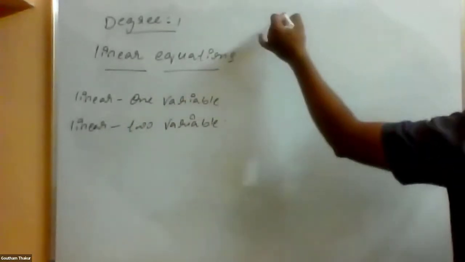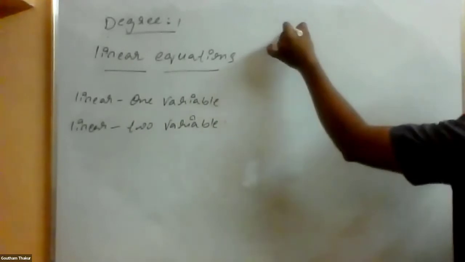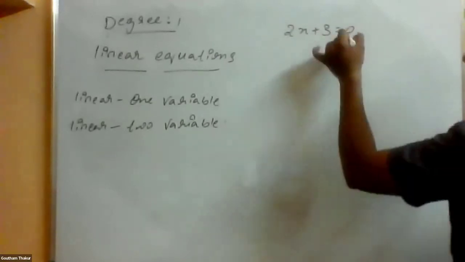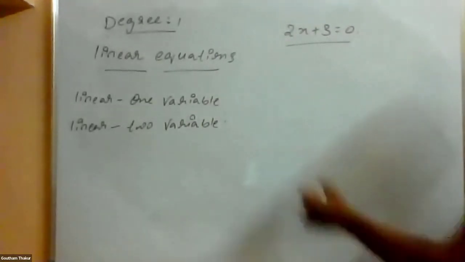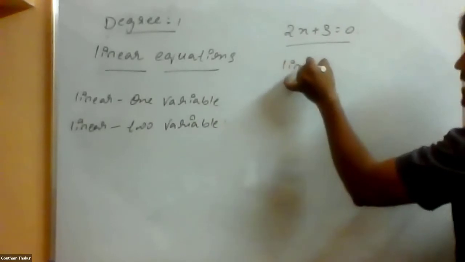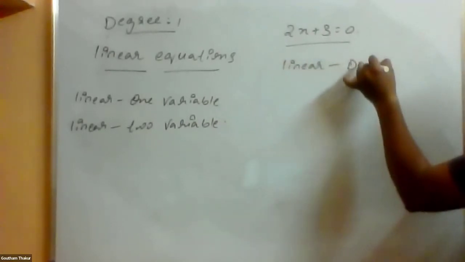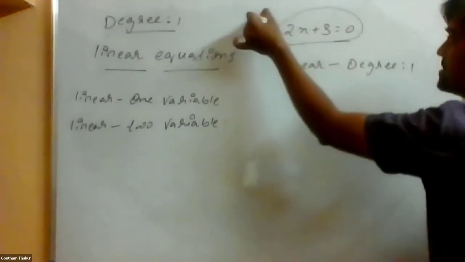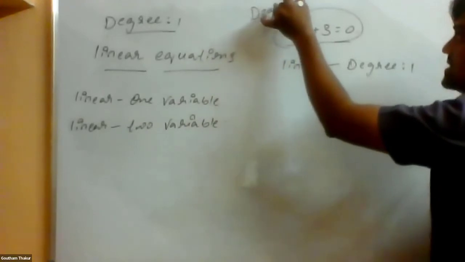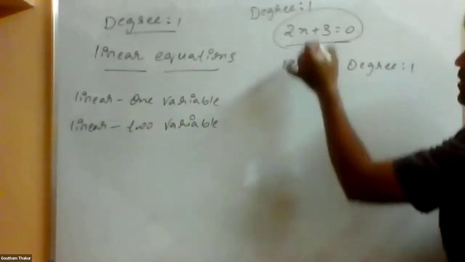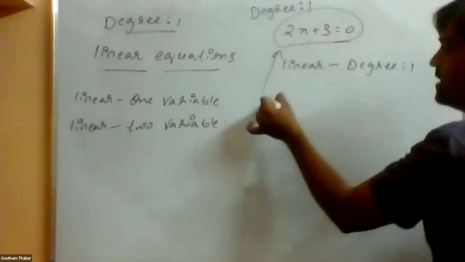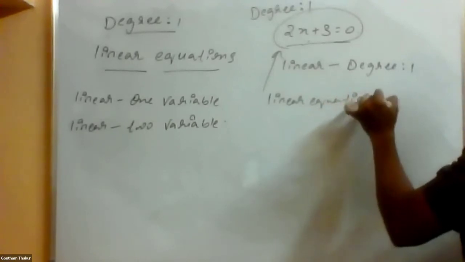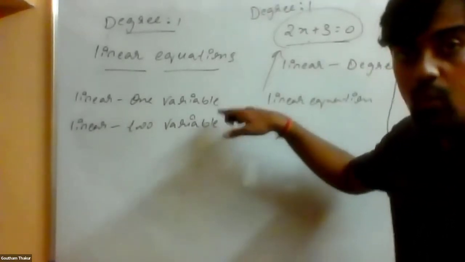Now, as we were discussing about the expression and an equation, when I say 2x plus 3 equated to 0, it's a linear equation. When I say linear, immediately the degree of a linear equation is always 1. As this equation's degree is 1, I call this a linear equation. As I said, linear equation in one variable and two.